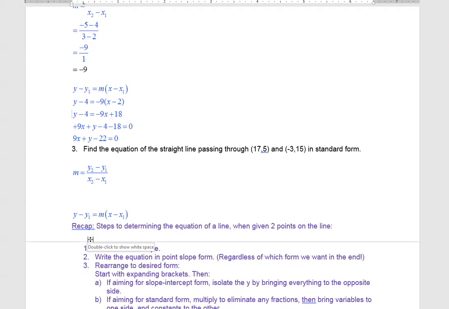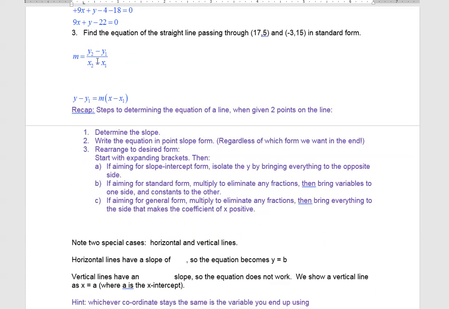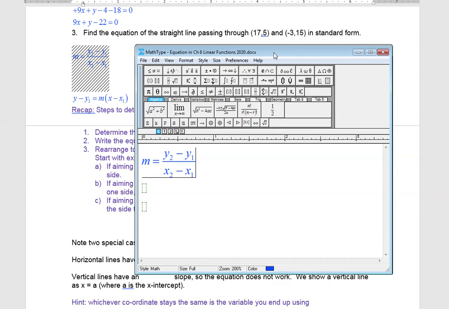Third question, we're aiming for standard form. So pretty similar to general form. Again, we start out: find the equation of the line. Find the slope. So let me put that in there. So we get 15 minus 5 on the top, negative 3 minus 17 on the bottom. Whoops, missed my equal sign. Let's fix that.